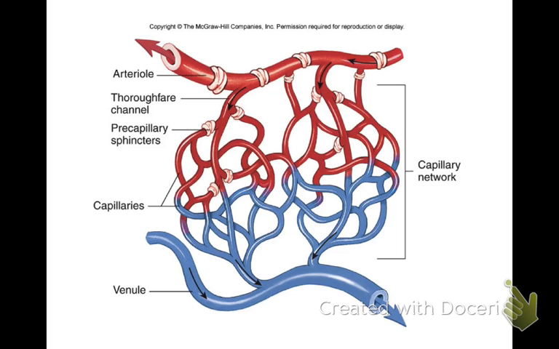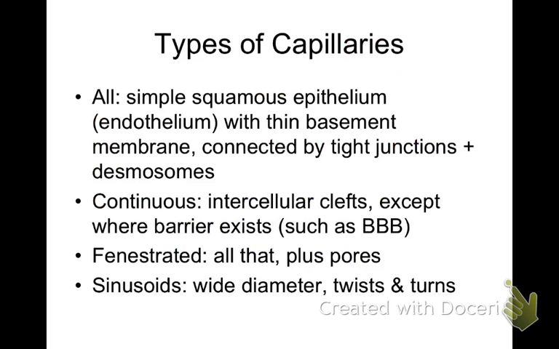And if you want to control the flow of blood through an individual capillary, you close the precapillary sphincters individually. If you want to control the flow of blood to the entire capillary network, you contract the smooth muscle cells in the arteriole and close off the complete arteriole.